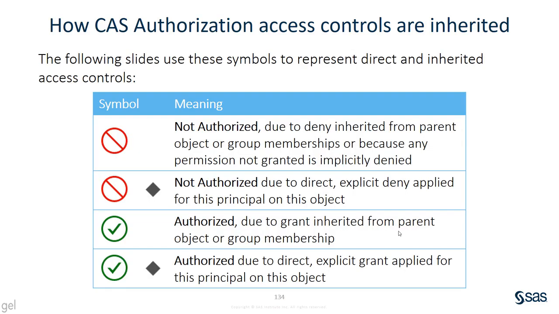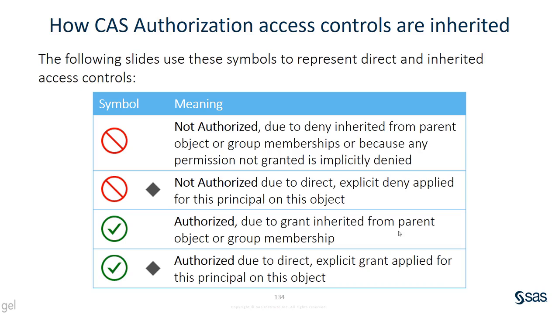Now we've got the slides that are similar to the ones we saw for general authorization, as an example for CAS authorization. The symbols are the same. So the red with the line through it means not authorized, due to either it's inherited from a parent object or a group membership, or because, again, the CAS authorization system, like general authorization, has an implicit deny. So you have to be granted permission. You have an implicit deny to start off with.